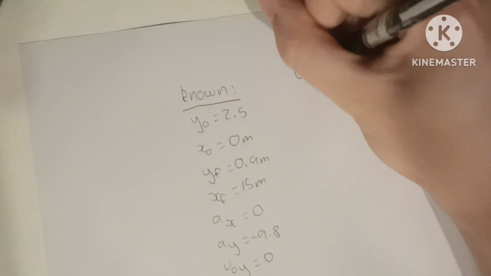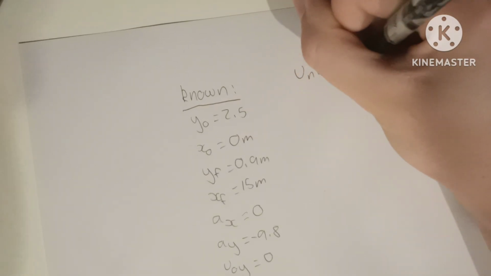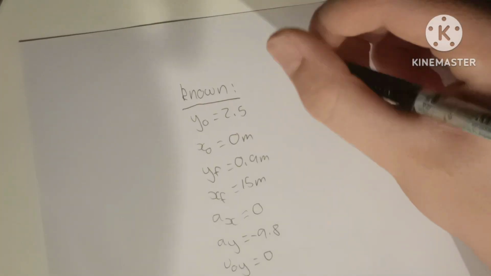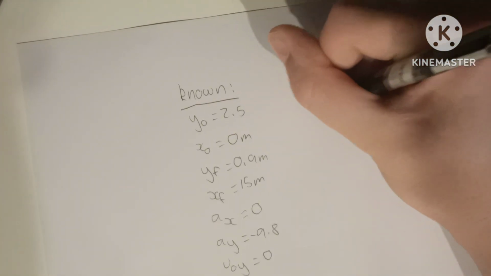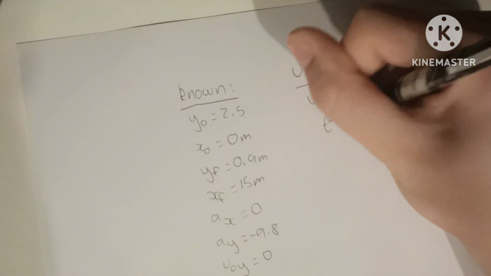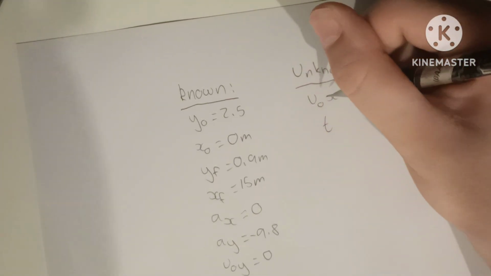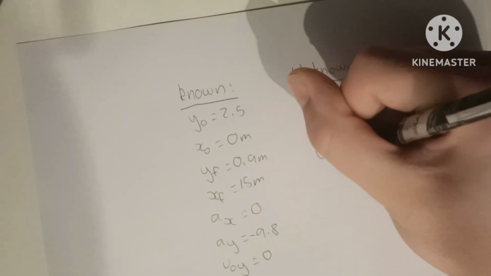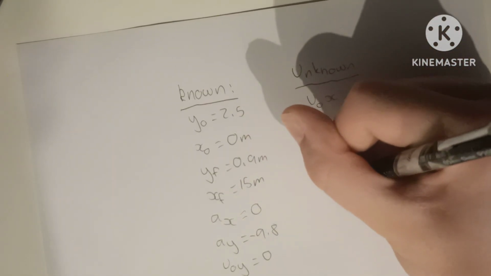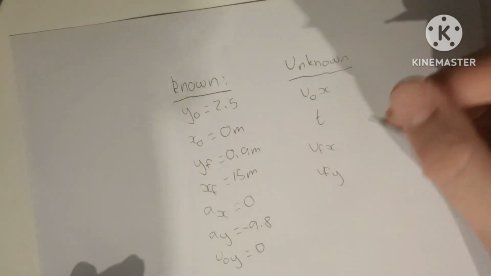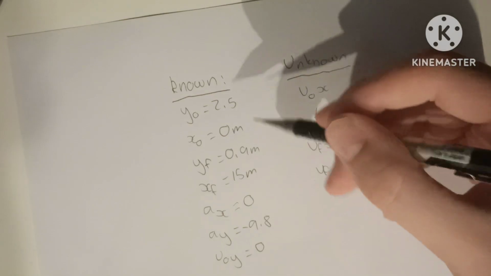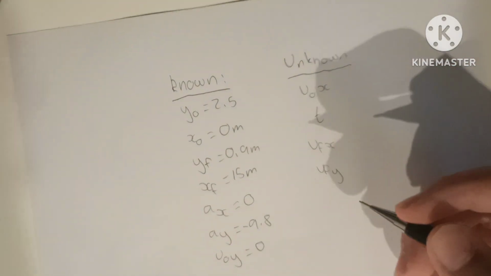For our unknown, or what we want to solve, this is a multi-part question, so I'm just going to write down all the unknowns, and then I'll separate them into the multiple videos. What we want to know in this video is the initial x velocity and the time, because we need to know the time to solve the initial x velocity. We will also want the final x velocity, but that's later, and the final y velocity, but that is also later in another part of the problem. So first things first, I'm going to identify which equation would allow me to solve t.